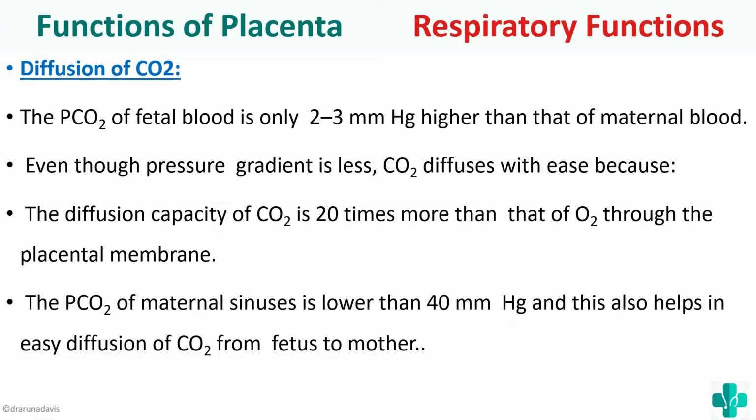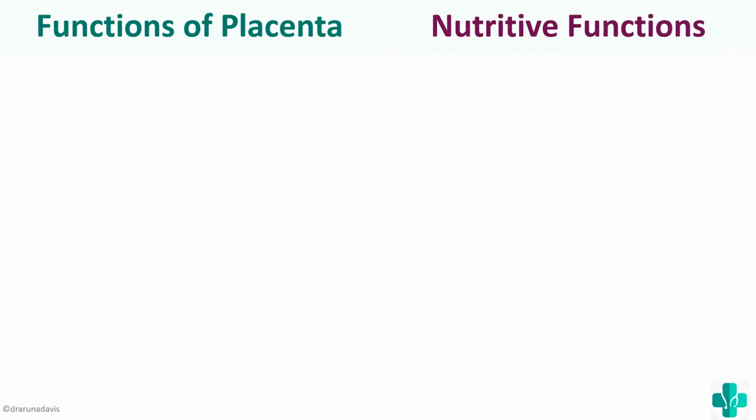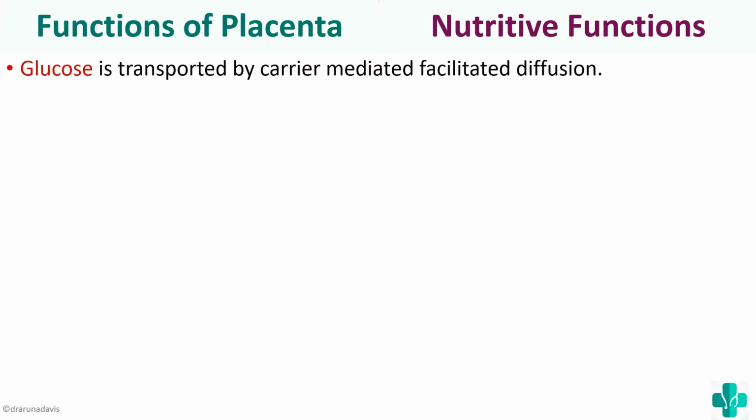Okay. Now the nutritive functions. Not only the respiratory function, we also have nutritive function. Which are the major 3 nutrients that are needed by our body? It is glucose, fatty acids and amino acids. So we'll see how they are transported. Glucose is transported by a carrier mediated facilitated diffusion, just like we study in the renal system. Here it is transported by a carrier mediated facilitated diffusion.